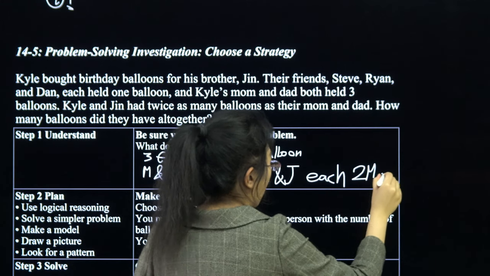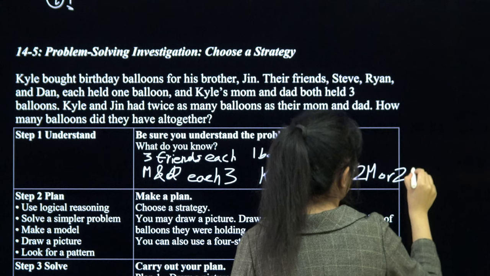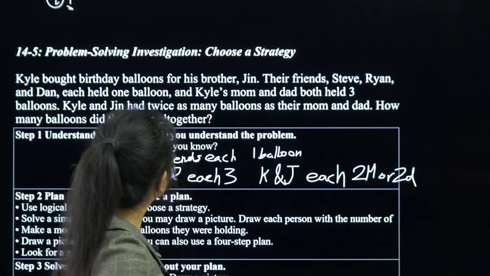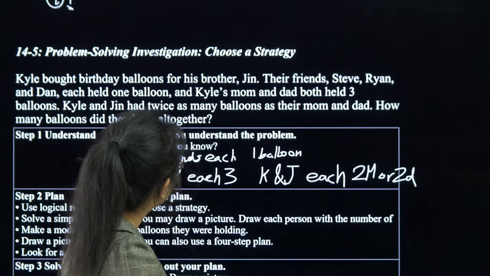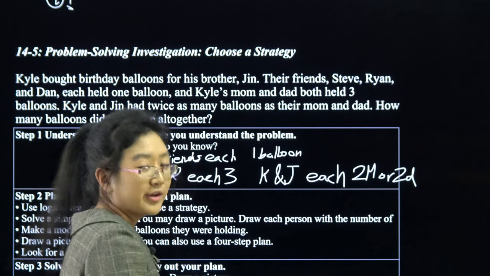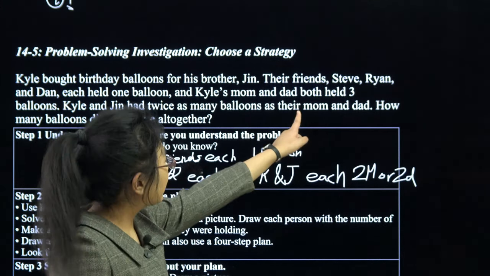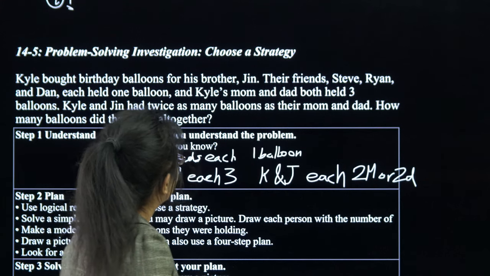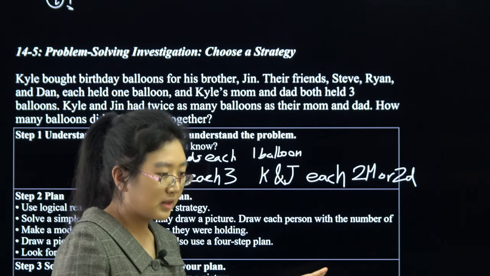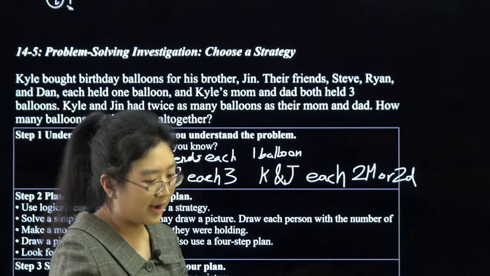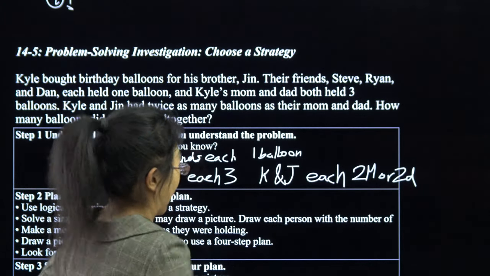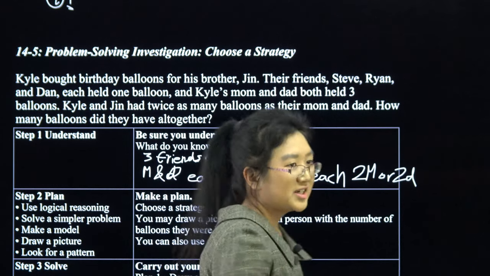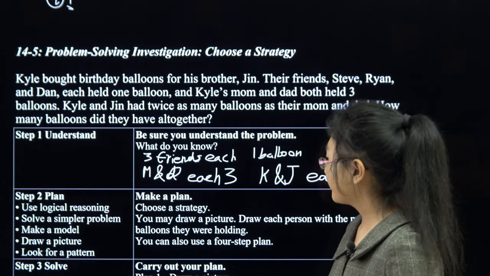Or 2D because it had twice as many as their mom and dad. Okay, be sure to ask the teacher because this can mean twice as many balloons as their mom and twice as many balloons as their dad, or it could mean twice as many balloons as their mom and dad together, which it isn't the case as it turns out.